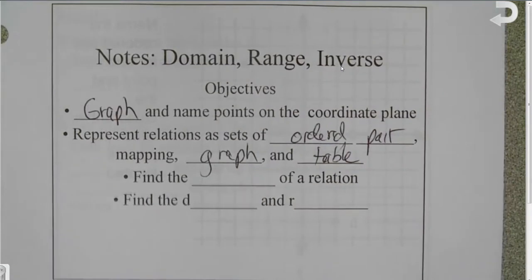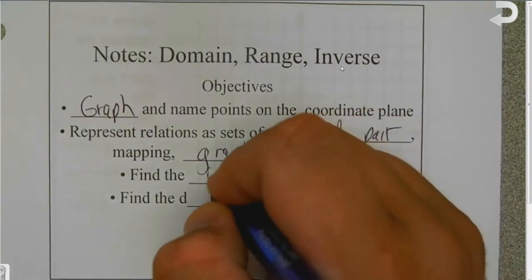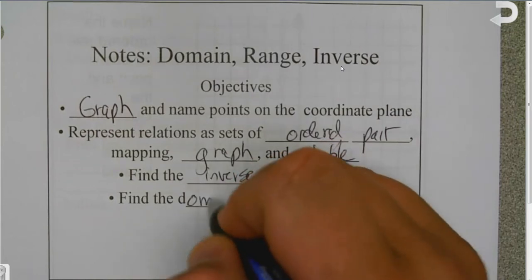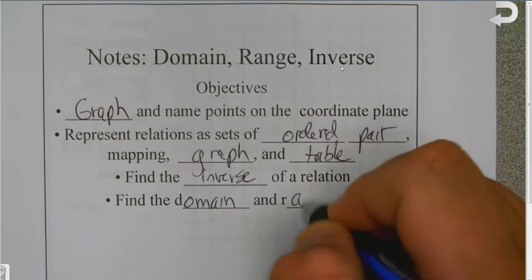We're going to be able to find the inverse of a relationship, and we're going to be able to find the domain and range of a relationship.